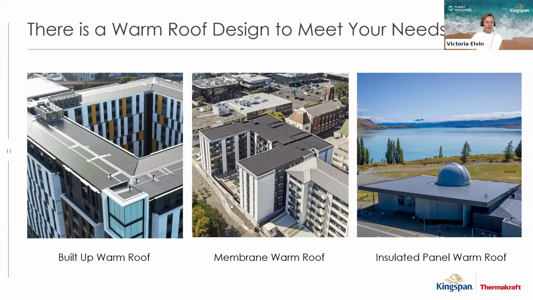A membrane roof, again, is often used where we might have, in this example, as you see in the middle, an apartment building. Higher wind zones are meaning that a membrane roof is more ideal. They're easy to install and put together as a warm roof.